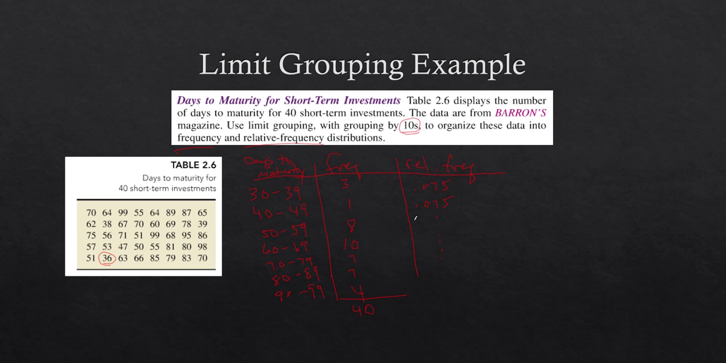Divide 8 by 40, 10 by 40, 7 by 40, 7 by 40, 4 by 40, and that would fill in the rest of your relative frequency. And remember, it should all add up to be 100% or 1. Okay, 1 if you're adding that column up. 100% or 1.